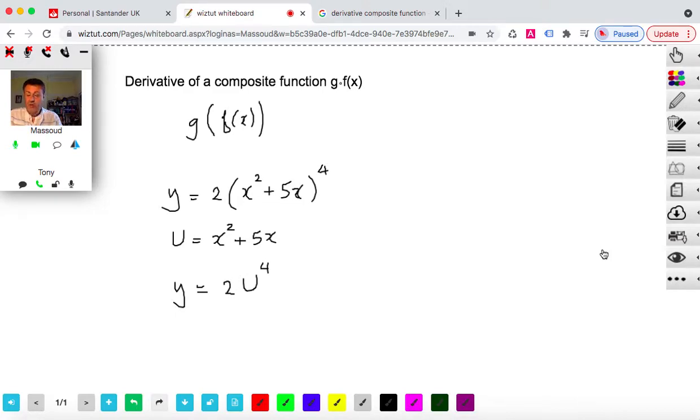Sometimes in the textbooks this is called differentiation using substitution, but that's basically using chain rule. And so differentiating u with respect to x is simple enough. It's 2x plus 5, and then differentiating y with respect to u is also simple enough, because it will just be 8u to the power of 3.